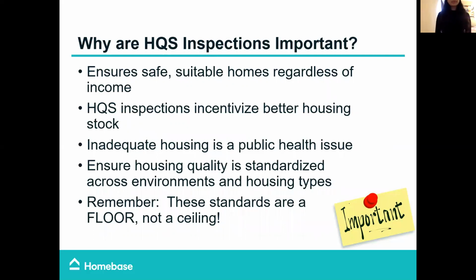HUD wants people to be able to choose where they live while still ensuring there's a standard and a way to inspect that units are habitable. These standards are a floor, not a ceiling. They're intended to create a baseline, not create unreasonable standards that would limit housing stock.